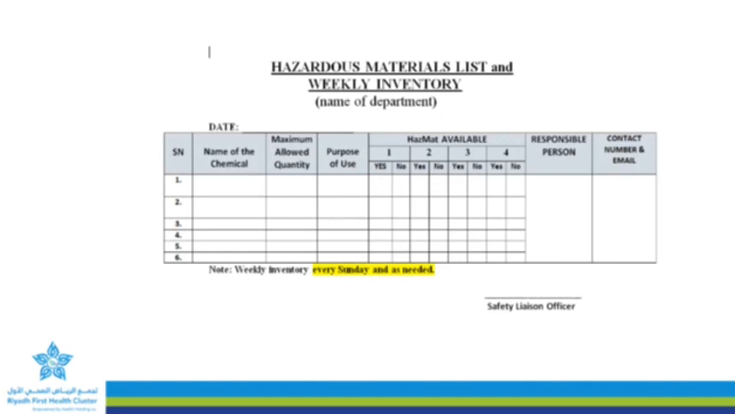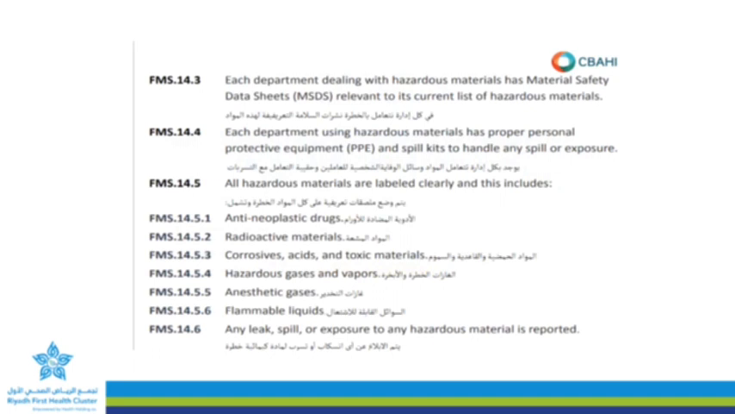The said hazmat list for the present month must be fixed outside the hazmat storage cabinet. After every month, the completed hazmat list must be attached in the safety datasheet folder. FMS 14.3, the department dealing with hazardous materials has safety datasheets relevant to its current list of hazardous materials that should be available inside the safety datasheet folder of each department.